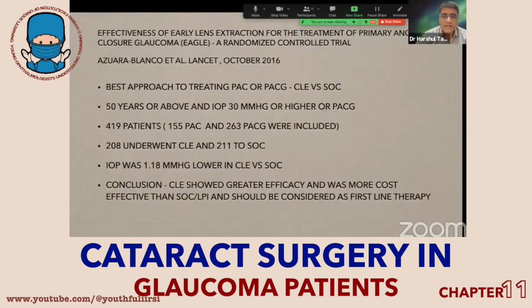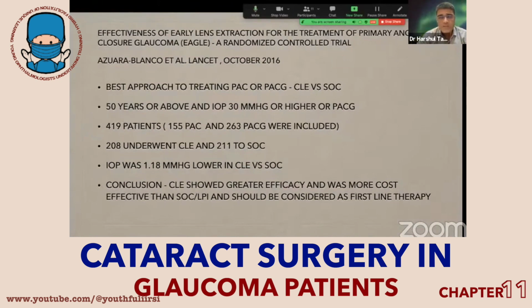This was a randomized controlled trial, the EAGLE study, which was a very robust study. It studied the effectiveness of early lens extraction for the treatment of primary angle closure glaucoma. They approached it by treating primary angle closure or primary angle closure glaucoma patients with either clear lens extraction or the standard of care, that is laser peripheral iridotomy and stepping up the medical therapy.